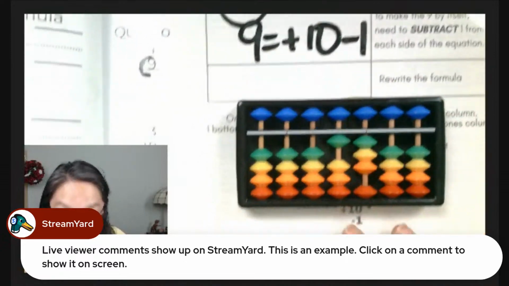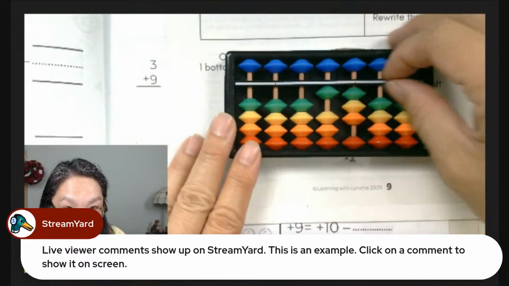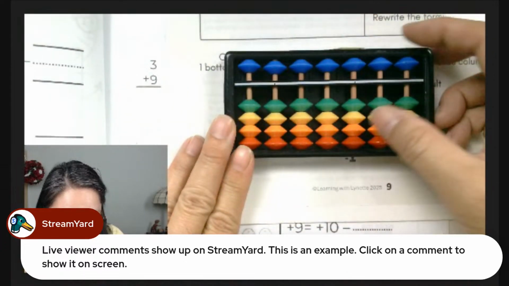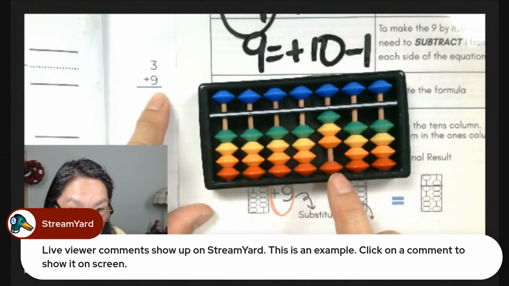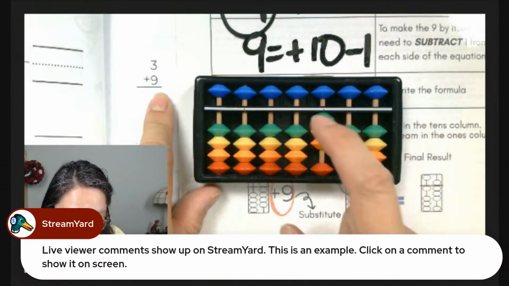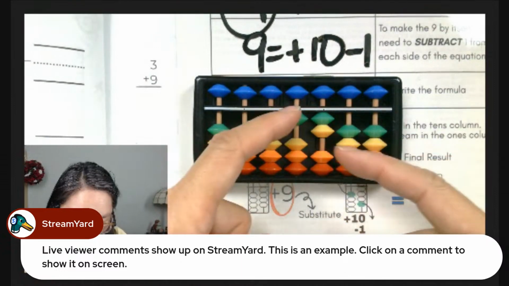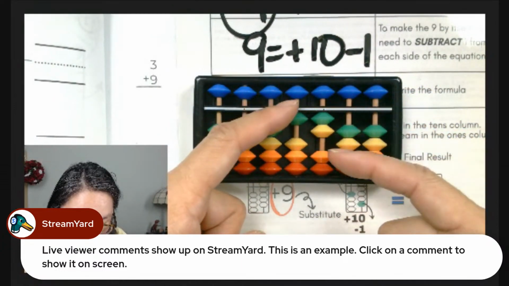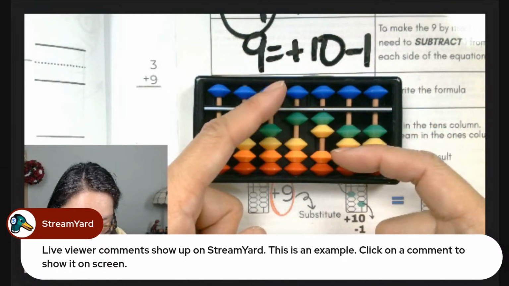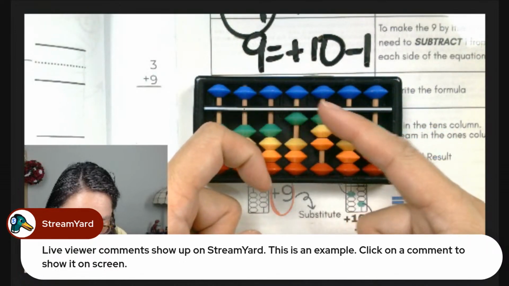So we can do the same thing. Let's do 3. We do 3, and then we want to add a 9. When we add a 9, we don't have enough beads to add the 9. Again, what are we going to do? We're going to plus the 10, take away the 1. Notice, right? There's a pattern. Every time we're going to add the 9, we minus the 1. We add the 9, we plus the 10 minus the 1.